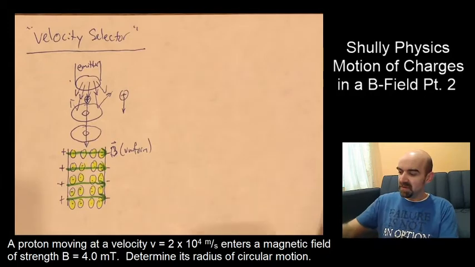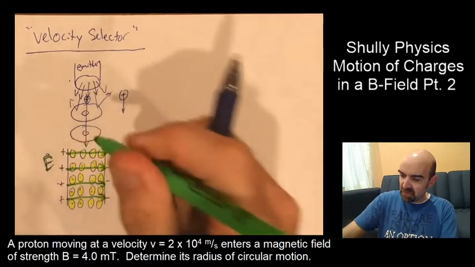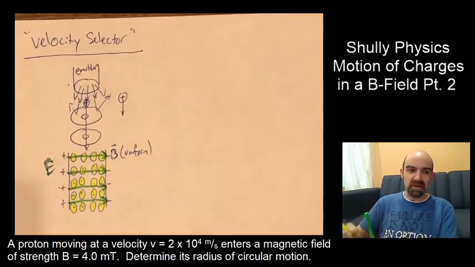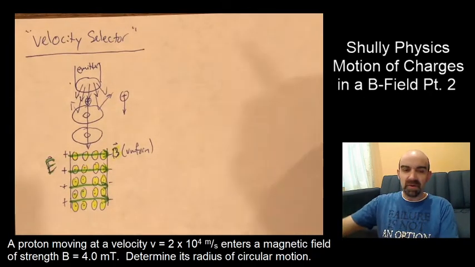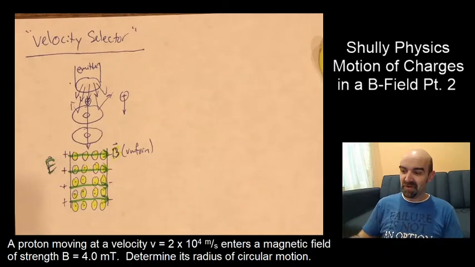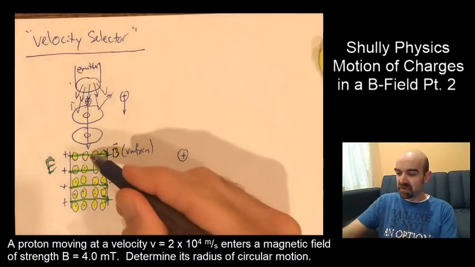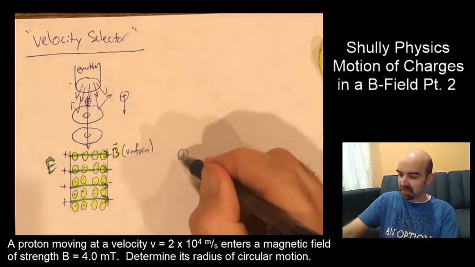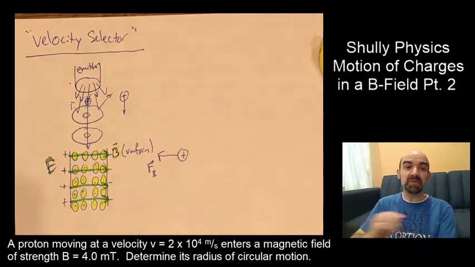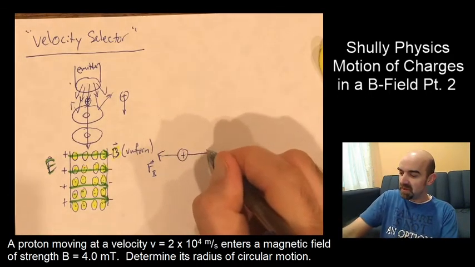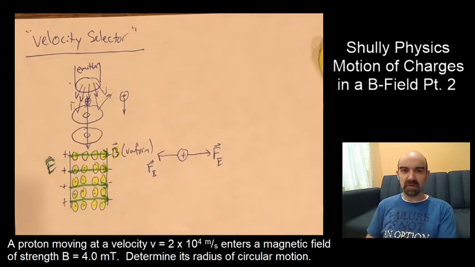Okay, so that is an electric field over here. And yes, I will color B. There we go. So, what happens now? That proton will enter the magnetic field and be forced immediately to the left with a magnetic force. However, it will also be forced to the right with an electric field, an electric force.